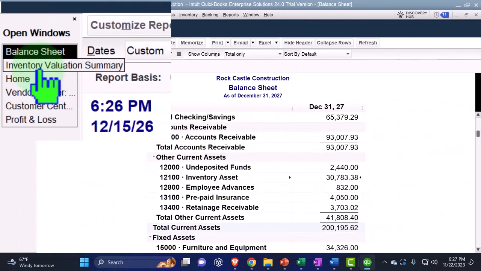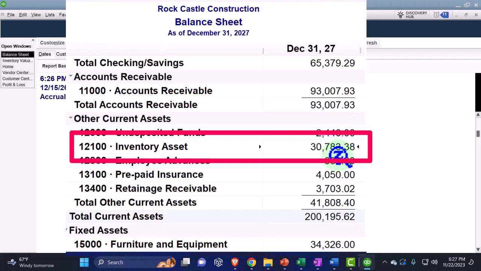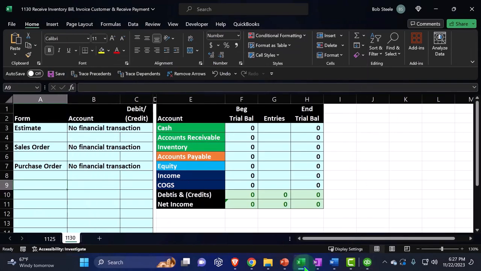If I go to the balance sheet, we're at $30,783.38. Those subledgers are often the issues that get messed up. The subledgers for inventory and the subledgers for vendors are the things that we often forget about when we're thinking about it in terms of simply debits and credits, right?